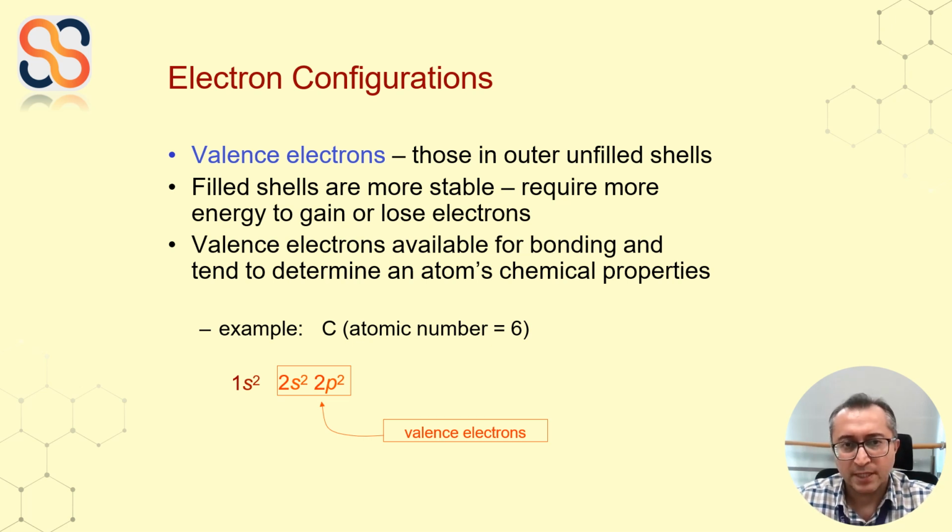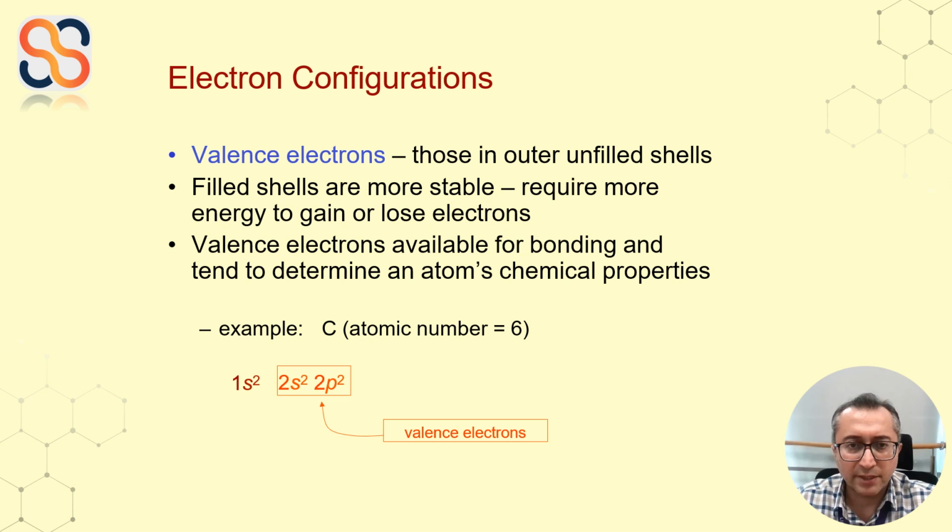Simply put, these are the electrons in the outermost shell that is not completely filled. When an atom's outer shell is full, it is stable and doesn't react much, like in noble gases. But if the shell is not filled, those valence electrons become available to bond with other atoms to form molecules and compounds. Take carbon, for example.